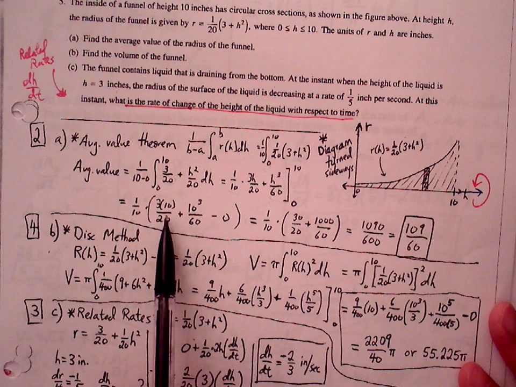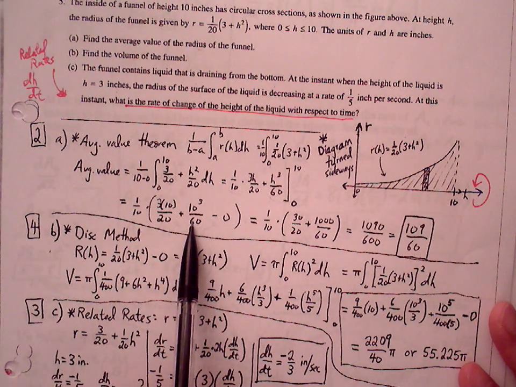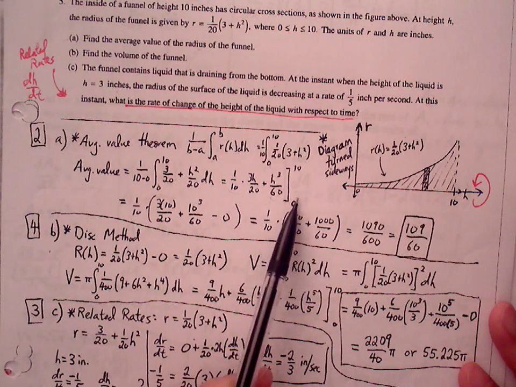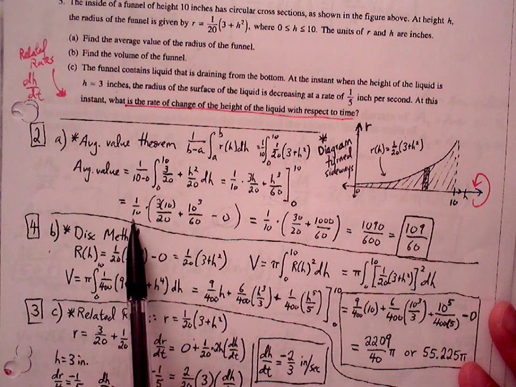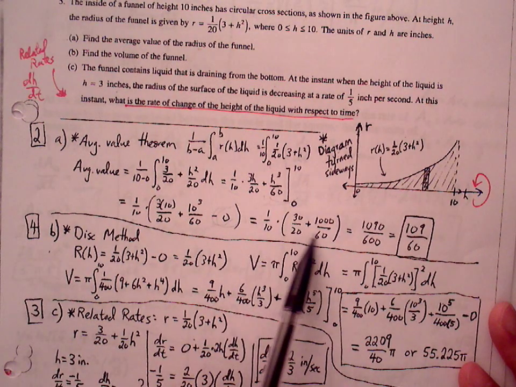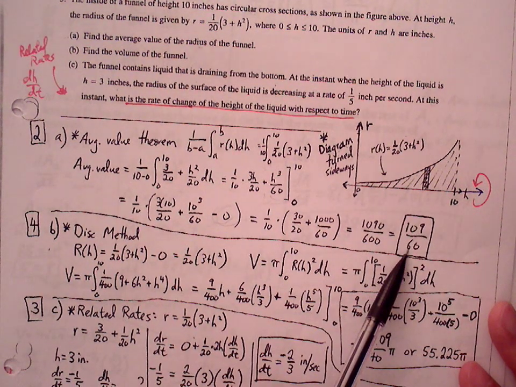Upper bound of 10 gets plugged in for all the h's in the expression, minus the 0, which in this case will just leave us with 0. Multiply the 1/10 through, and we get our answer, 109 over 60.